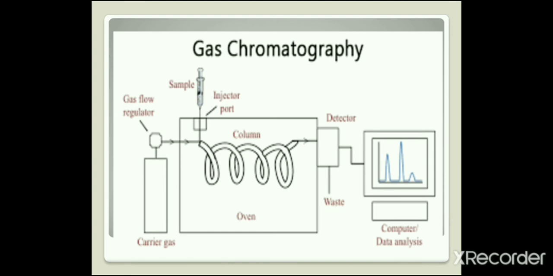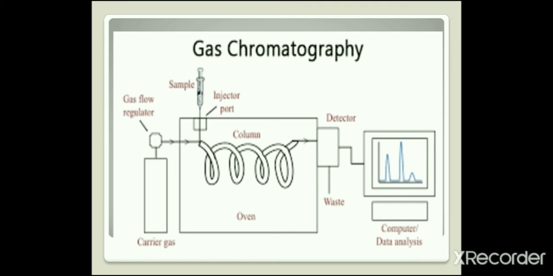So here is the working of gas chromatography. First there is a carrier gas, and by using a regulator we have to maintain the flow and pressure of the gas. Then there is the inlet chamber, or injector port, and we have to introduce the sample by using a syringe. After that it gets mixed with the carrier gas. Then after mixing it flows through the column, and based on solubility differences it gets separated.